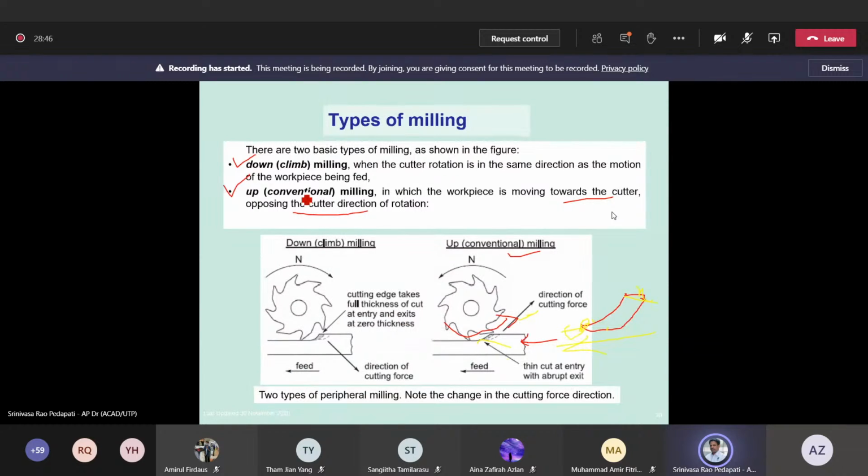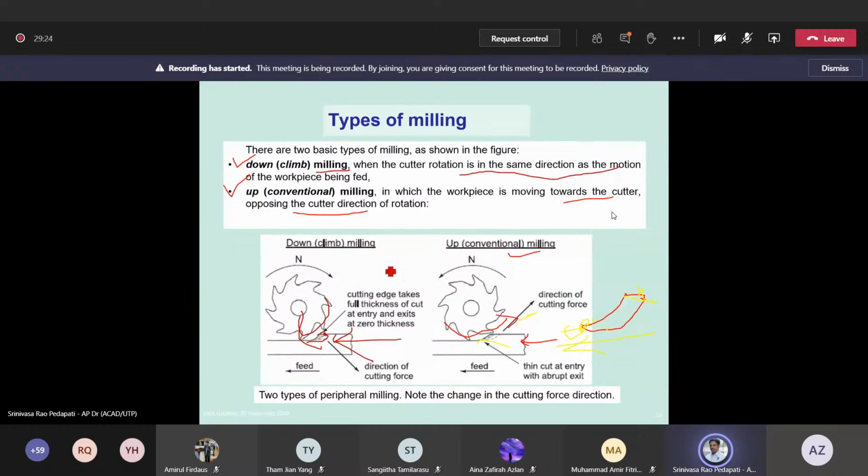Similarly, when we come to down milling or climb milling, the cutter rotation is in the same direction as the motion of the workpiece. Why? Because now the tool direction is reversed, that means it is clockwise. The tool is moving in this direction, and the feed is also in this direction. So what happens is the milling cutter tooth will hit the workpiece here, at maximum thickness, and because both are moving in the same direction, it cuts.